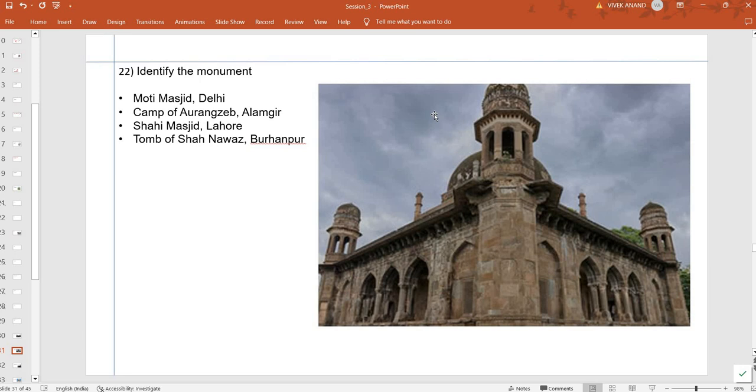So the right answer should be Tomb of Shah Nawaz, Burhanpur. See, even if you don't know the right answer accurately, by remembering features and all, through this you can come to the right answer, removing wrong answers like that.